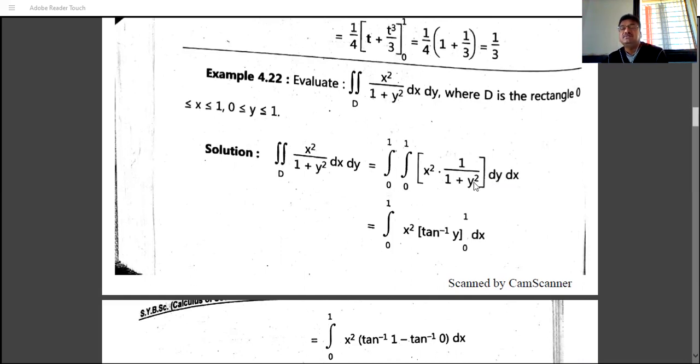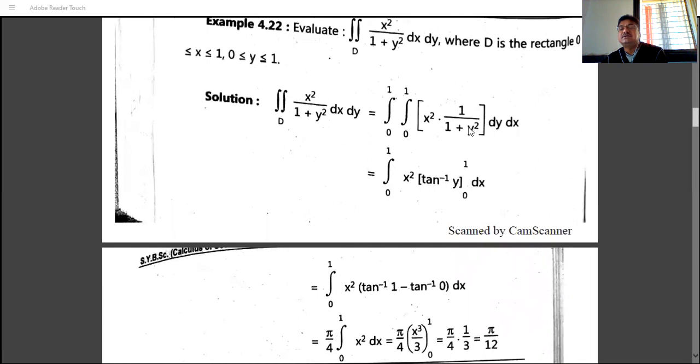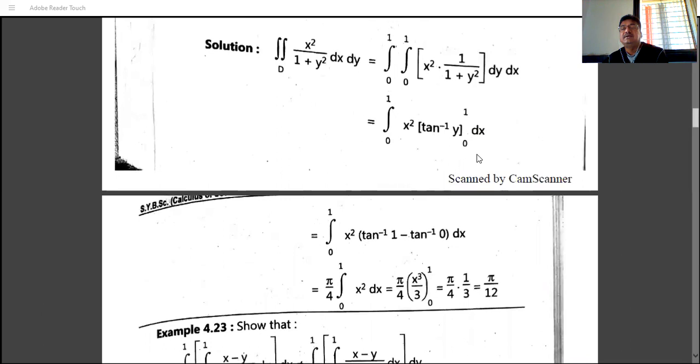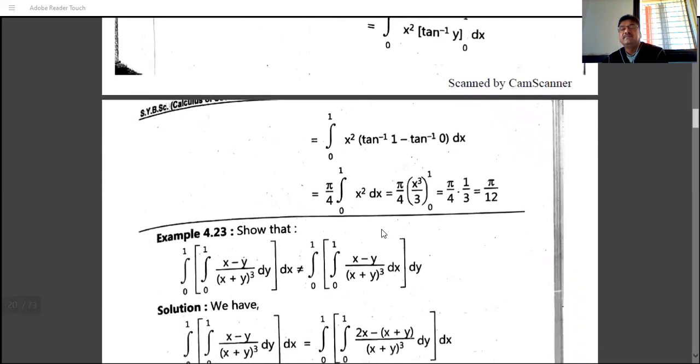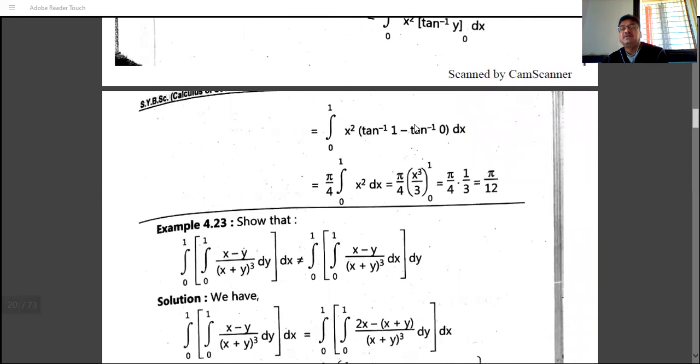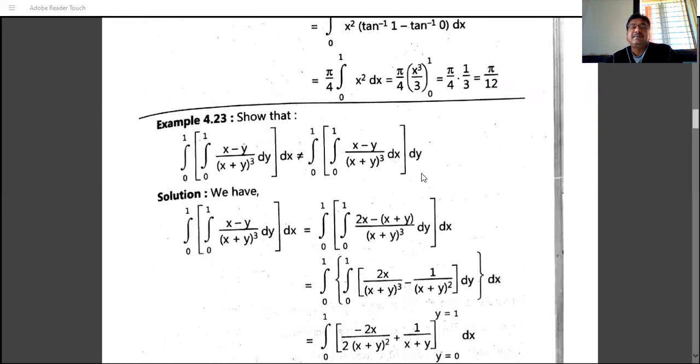So here is the integration with respect to y, which means x square is constant, and the integration of 1 by 1 plus y square is tan inverse y, 0 to 1. And then the value at the upper limit, tan inverse 1 minus tan inverse 0, dx. Tan inverse 1 is pi by 4, and tan inverse 0 is 0. So we have here pi by 4; take that pi by 4 as a constant out of the integral. And the integration of x square is x cube by 3, 0 to 1, 1 by 3 into pi by 4, so pi by 12 is the final answer.